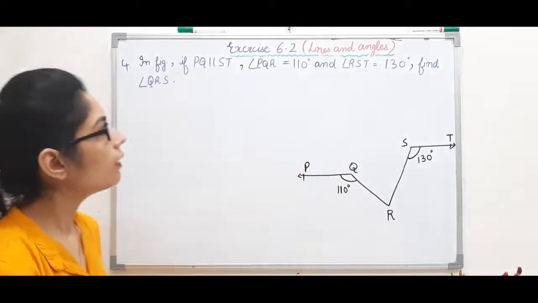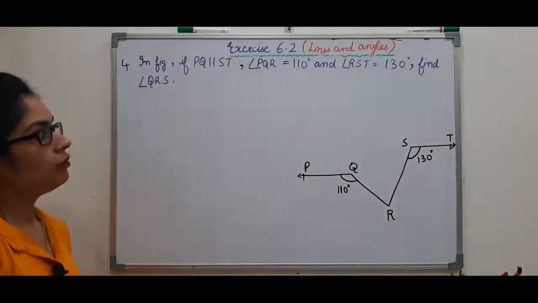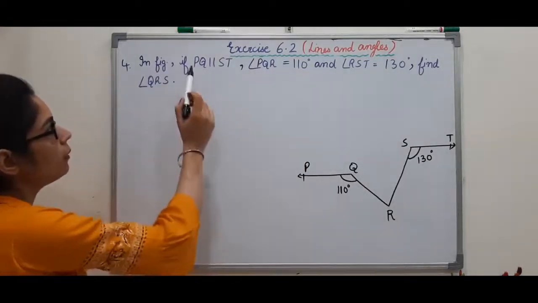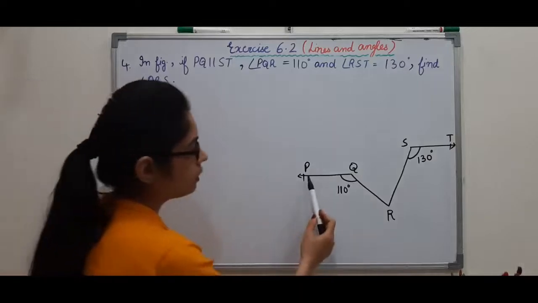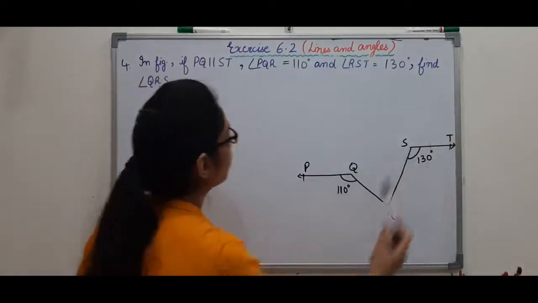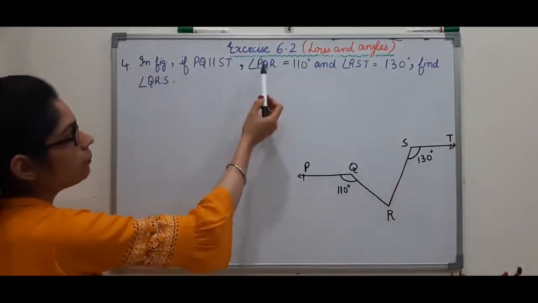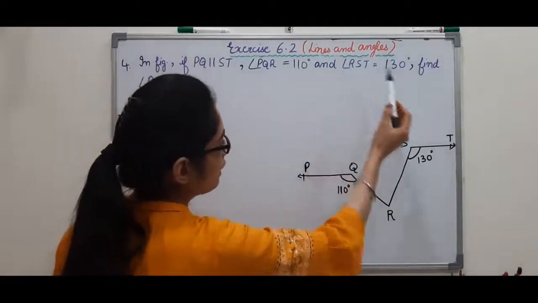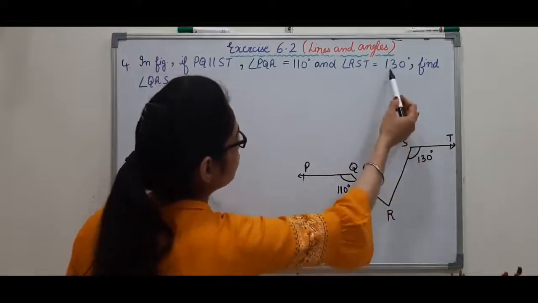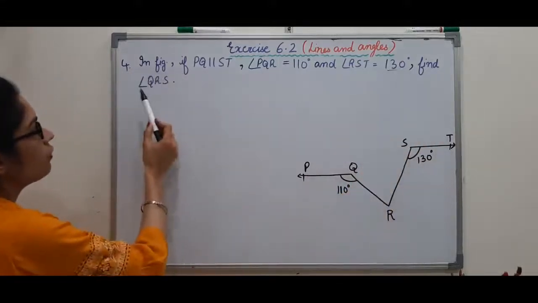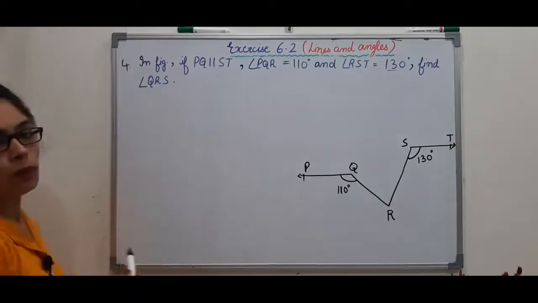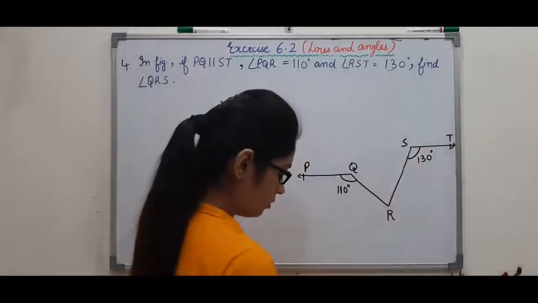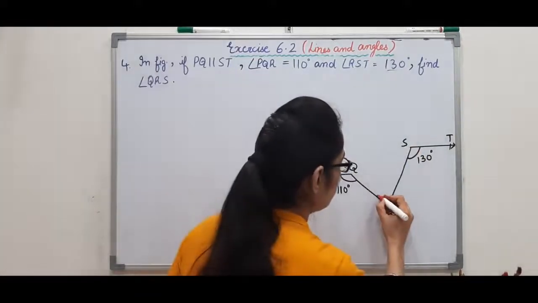Now let's get started. Question number 4, it's given in the figure. PQ is parallel to ST, and angle PQR is equal to 110 degrees and angle RST is equal to 130 degrees. Find angle QRS. So angle QRS we have to find.